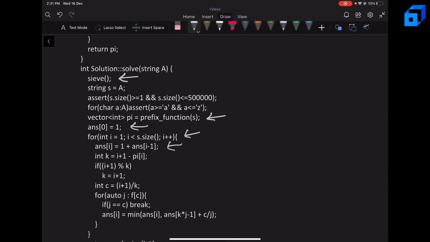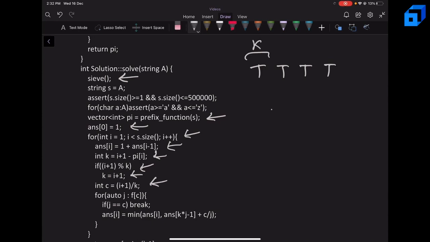And now the length k is the period of the string, and i plus 1 is the length of the current prefix, and we subtract the pi value. So if i plus 1 is not divisible by this period k, then our period will be i plus 1 only. So in this way we found the period. So since our period is k, we're writing s as copies of t. So the length of t is k here. And now c actually stores how many copies it gets divided into.